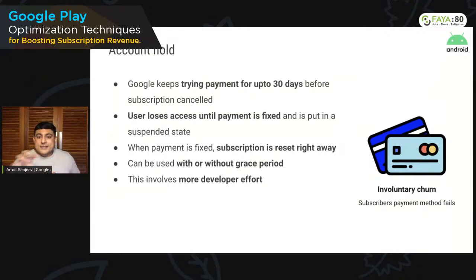Now, account hold is a different method. It's very similar to grace period. You keep trying for 30 days before the subscription gets cancelled. Google will keep trying when you're in account hold, but the user loses access to the content until the problem is fixed. So it's basically like putting your account onto a suspended status. When the payment gets fixed, the subscription is restored right away and the user is automatically given access. This can be used with or without grace period. So account hold can be something that you use in combination with grace period or without it.